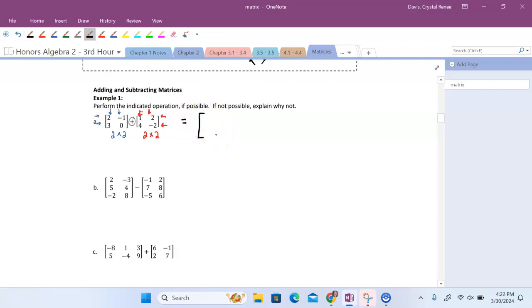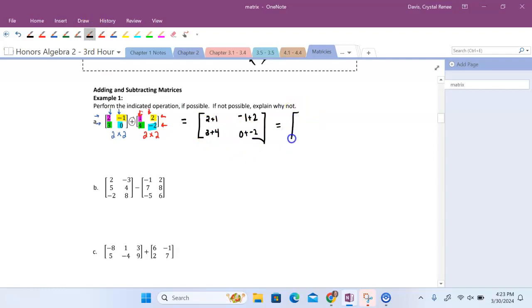When we add them, we're just going to get another matrix. The first thing we do is add the row 1, column 1 element of each. So we would just have 2 plus 1. Then first row, column 2 is negative 1 and 2, so we would say negative 1 plus 2. Row 2, column 1 is 3 and 4, so to get that element, we would do 3 plus 4. And last but not least, we have the second row, second column, 0 and -2, so I would just do 0 plus -2.